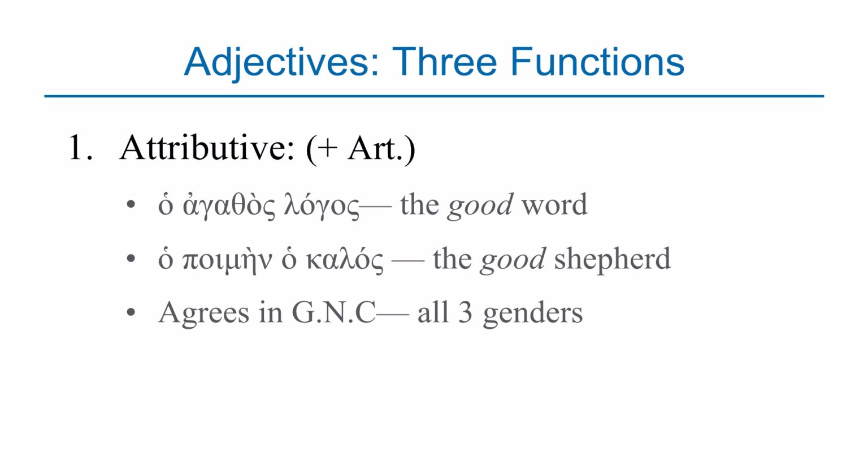And we said every time you have the definite article next to the adjective, it is working in the attributive function, meaning that it's adding meaning to the noun. In this case, shepherd, the good shepherd. What kind of a shepherd? It's a good shepherd. And so remember what we said, adjectives must agree in gender, number, and case with the noun that they modify.